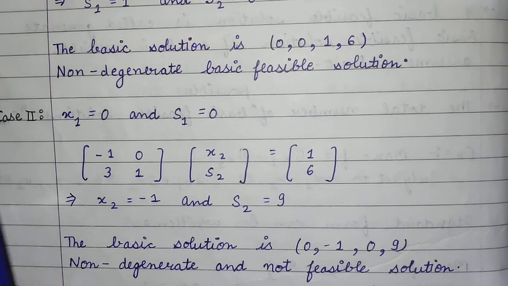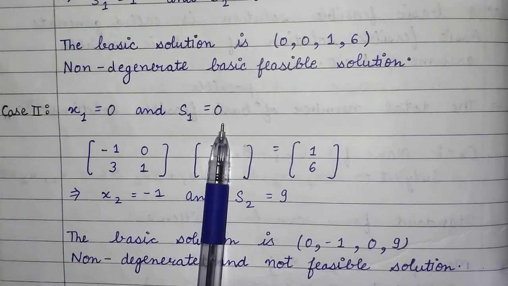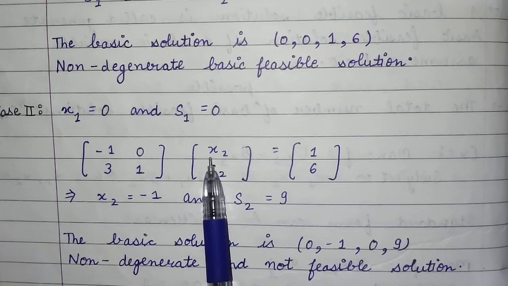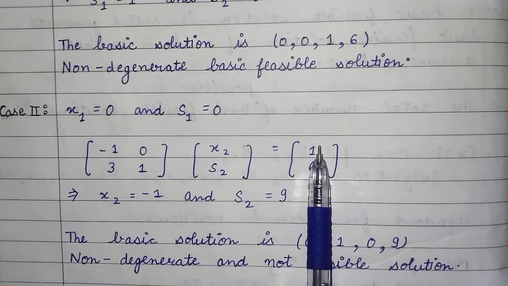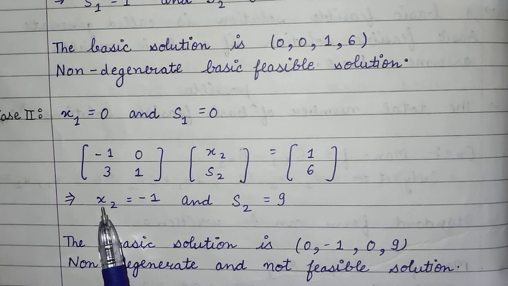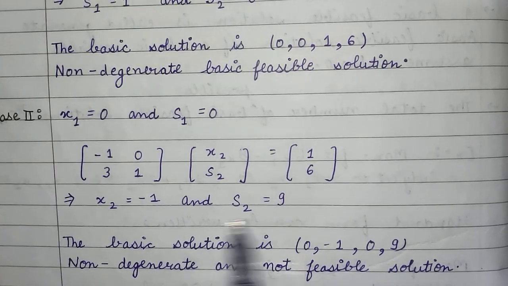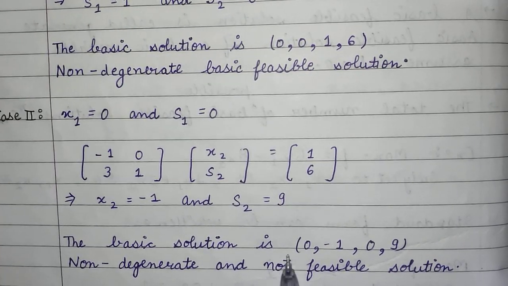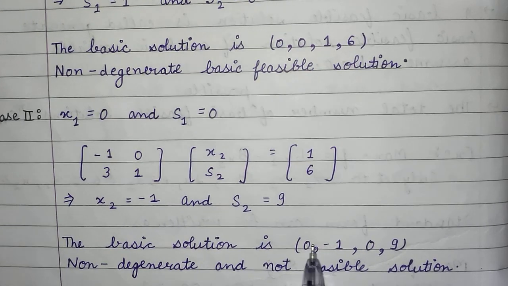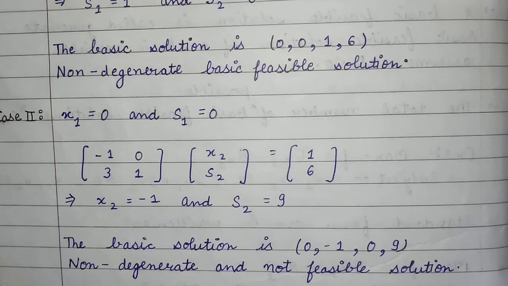Let's take the next case, case 2. Here we take x1 equal to 0 and s1 equal to 0. So our matrix is -1 3 0 1, and our variables are x2 and s2, and our values are the same, 1 and 6. So if we solve this matrix, then we get the values of x2 and s2: x2 is equal to -1 and s2 is equal to 9. So our basic solution for this case is 0 -1 0 9, meaning x1 is equal to 0, x2 is equal to -1, s1 is equal to 0, s2 is equal to 9.